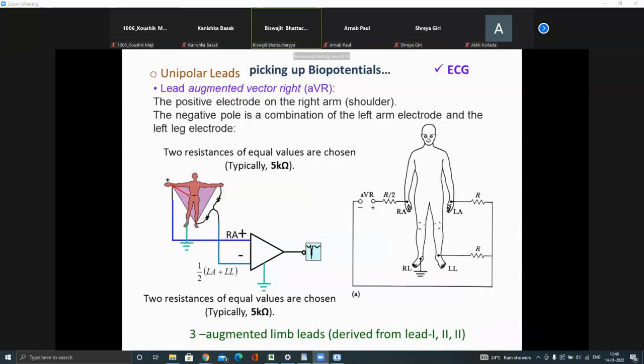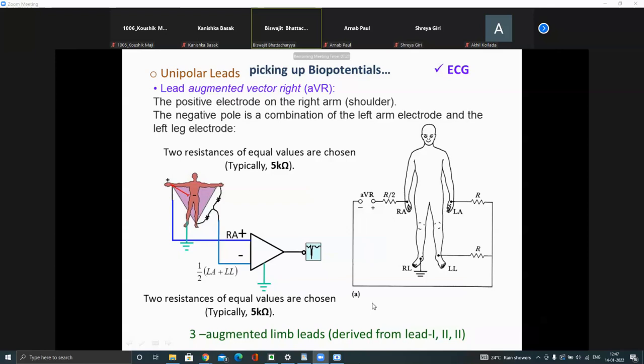So AVR will be what? It is the voltage difference. The right arm voltage is coming straight away, so this is our right arm voltage. And the other terminal comes from the average of the other two voltages, LA and LL. The average of the other two is coming from the other side.